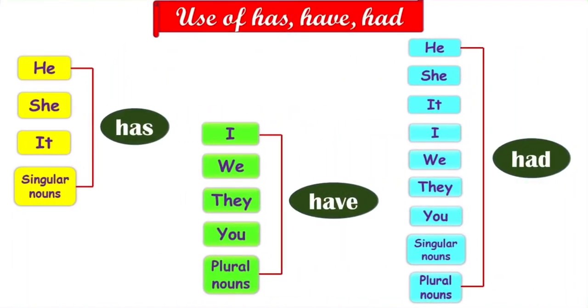Now let's talk about has, have and had. Just remember, has, have and had are used to talk about someone's things or your own things. Has and have are used in present tense and had is used in past tense. Has is used with he, she, it and singular nouns. Have is used with I, we, they, you and plural nouns. And had is used with he, she, it, I, we, they, you, singular nouns and plural nouns. But the sentence should be in past tense.